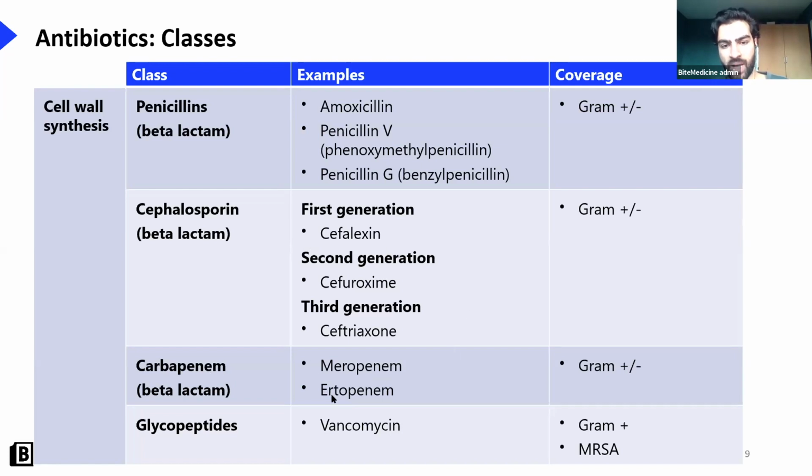Carbapenems such as meropenem and ertapenem, these are broad spectrum. They cover a large range of bacteria, gram-positive and gram-negative. Glycopeptides like vancomycin predominantly only really cover gram-positives, and vancomycin is in particular used if the patient has an MRSA infection. So if a patient has MRSA, typically we treat that with vancomycin.